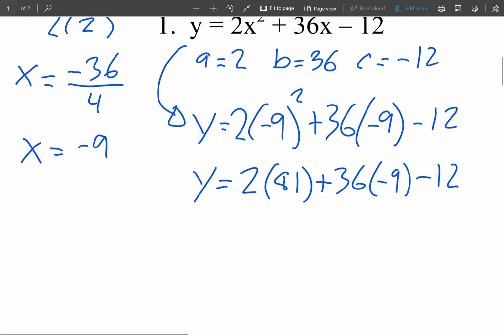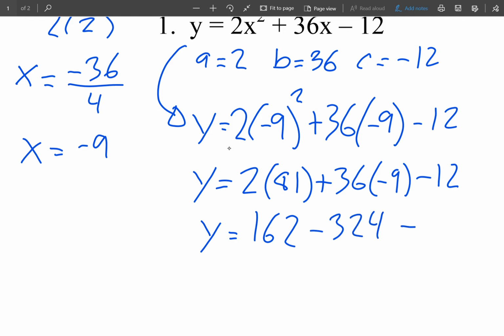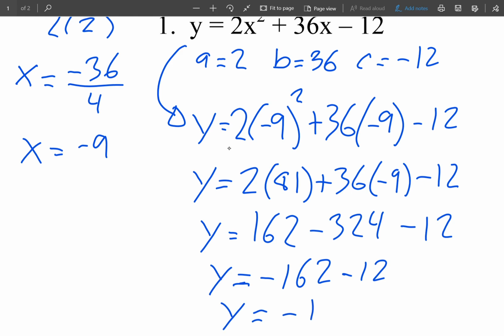Then on the next step, 2 times 81 is 162. 36 times negative 9 is negative 324. Minus 12 is still there. When I clean this up, I get negative 162 minus 12. And that becomes negative 174.